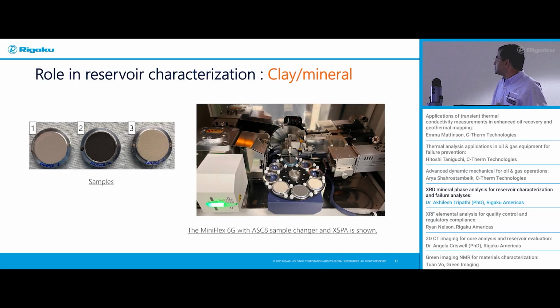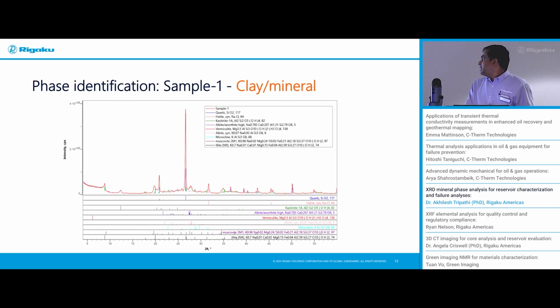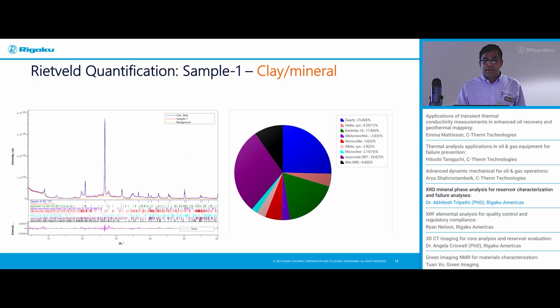This shows our latest detector, XPA, which takes care very well of some of the fluorescence elements in the samples, such as iron, which is usually present in things such as hematite or magnetite. And then once you do phase analysis, as shown here, you can find quartz, halite, or clays such as muscovite, microcline. Then you pretty much know all the phases, and then you can do a quant technique.